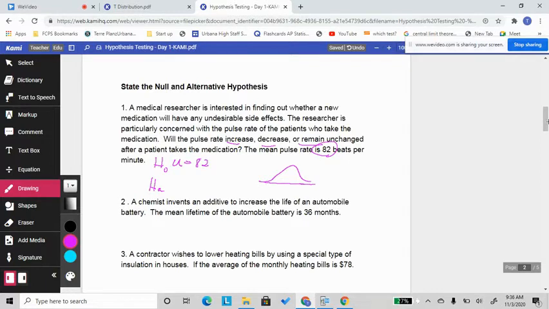This is always a freebie point. It's always equal to a population number. Don't ever use any sample data here. Now, that means that this curve is centered at 82.